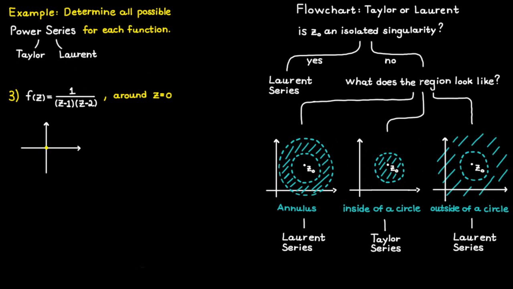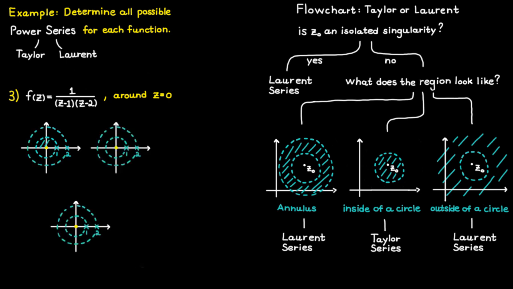For our last example, we have that we are expanding about the point c equal to 0, and the isolated singularities for a function can be found at c equal to 1 and c equal to 2. Which means that we can create the following three regions. And we can start by noting that for all cases we have that the point of expansion is not an isolated singularity.